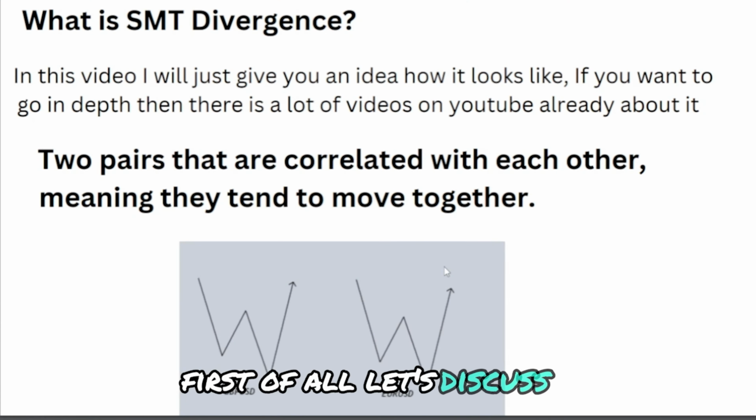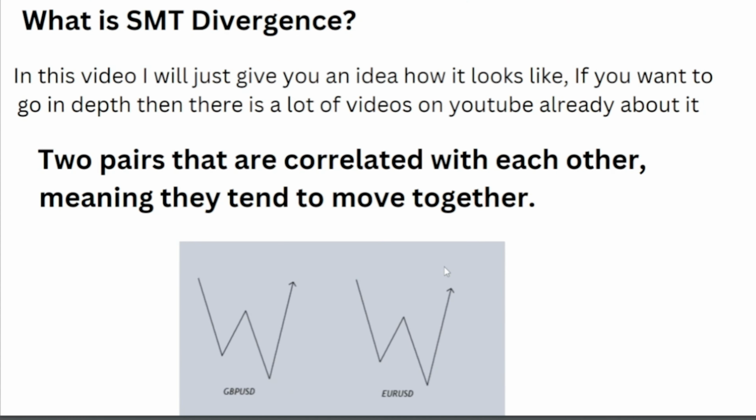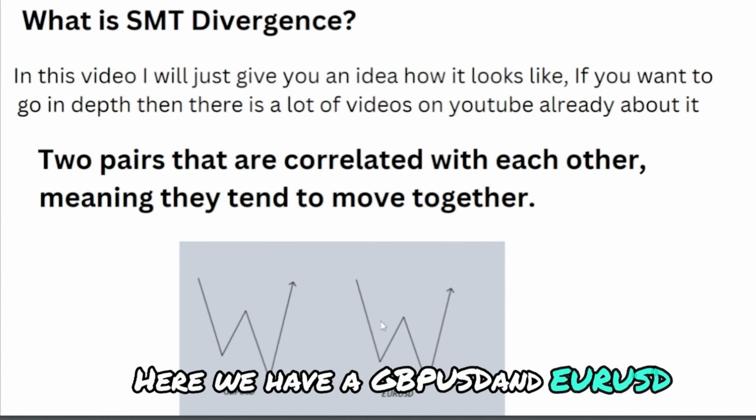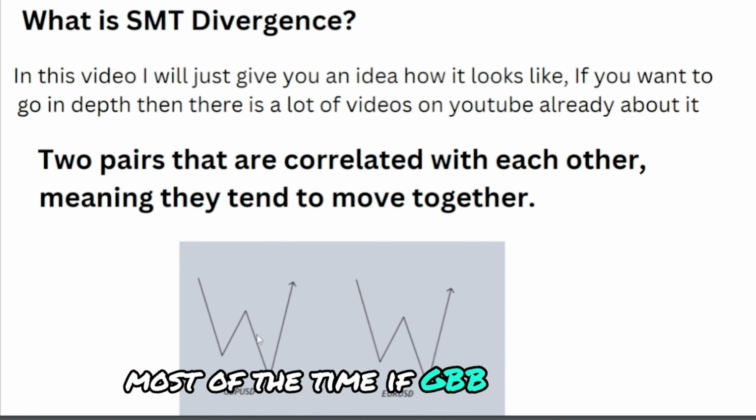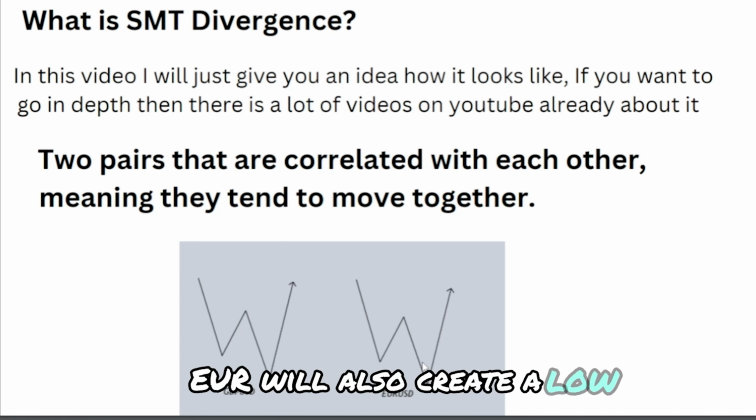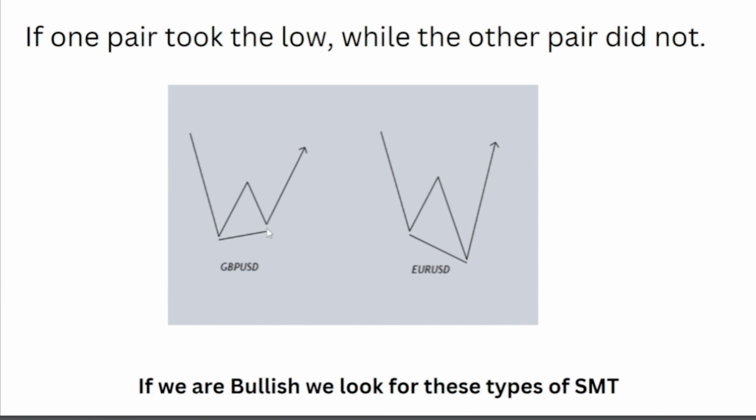First of all, let's discuss SMT. In this video, I will just give you an idea of how it looks. If you want to go in depth, there are a lot of videos on YouTube already about it. Two pairs that are correlated with each other tend to move together. Here we have GBP USD and Euro USD. Most of the time, if GBP creates a low, Euro will also create a low. But in some cases, GBP USD did not break the low, while Euro USD broke the low. That means we have SMT between these two pairs.